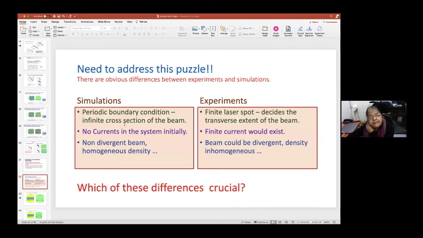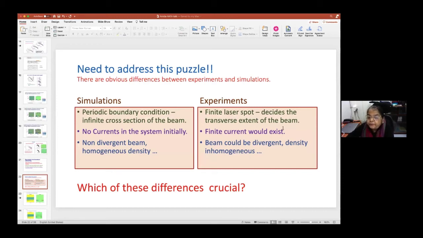We wanted to address this particular puzzle, so let's look at the obvious differences between experiments and simulations. Simulations all along had only periodic boundary conditions, which implies that the cross section of the beam was considered to be infinite, and a complete current balance was assumed initially. The beam was non-divergent, with homogeneous density, and so on. Whereas experimentally, the laser spot size is finite, and it decides the transverse extent of the beam.